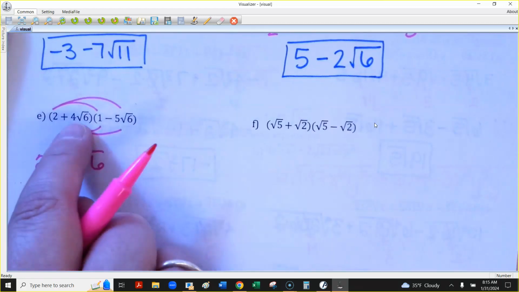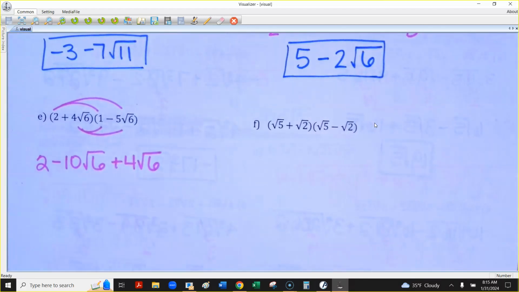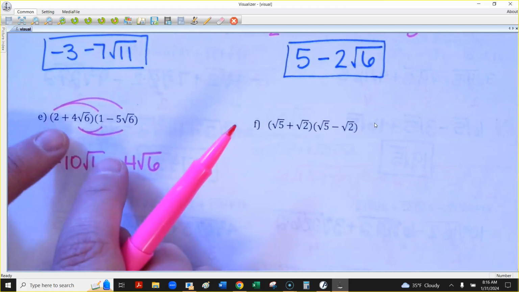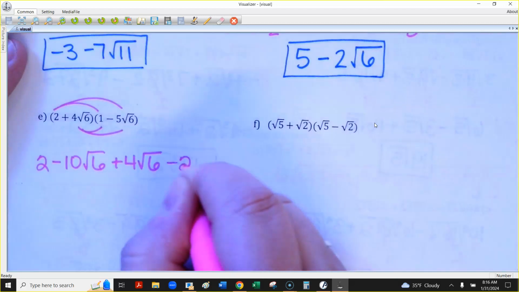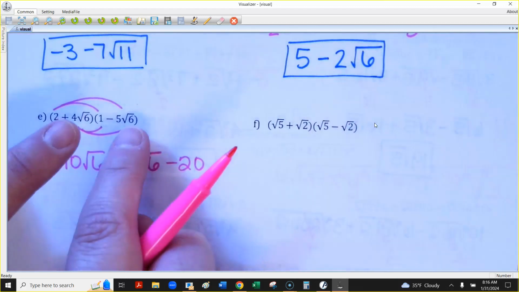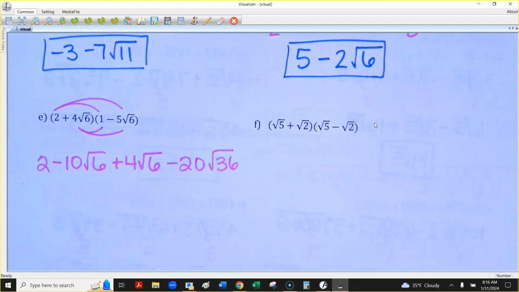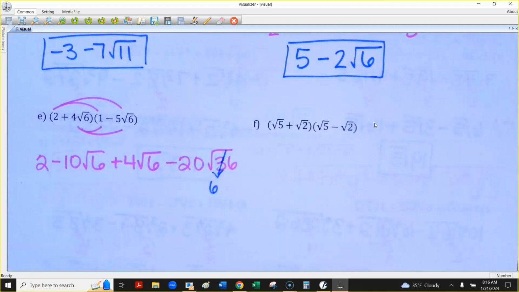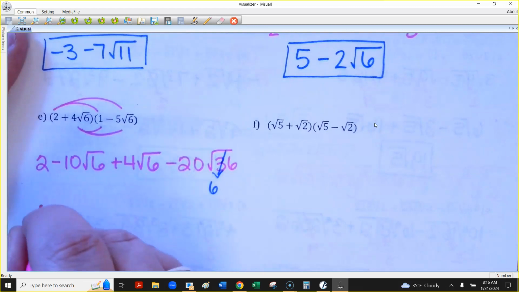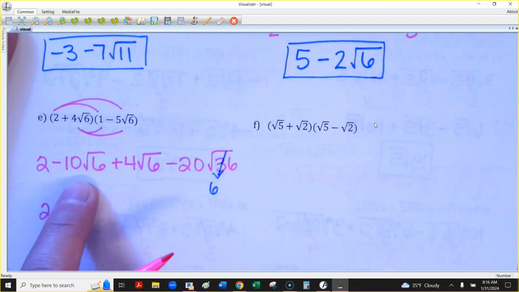4 roots of 6 times 1 would just be plus 4 roots of 6. Now, the one on the end is probably the most complicated. On the outside, I'd have a positive 4 times a negative 5, so it'd be a negative 20. And then you'd have root 6 times root 6, which is root 36, which is a perfect square. So for this term on the end, you're really just going to have a plain number because I'm going to take the square root of 36. So I have 2.